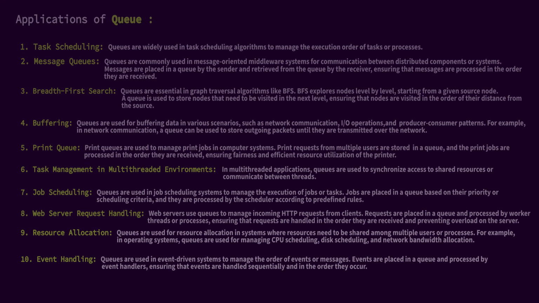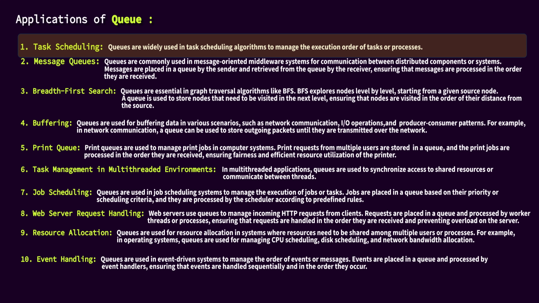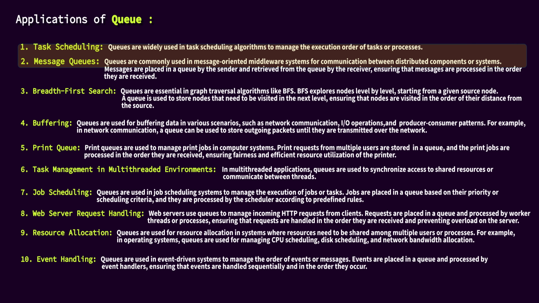Now let's see what are the real-time applications of queue. Queue has a vast number of applications in real time. Queues are widely used in task scheduling algorithms to manage the execution order of tasks or processes. For example, when multiple users are booking movie tickets through an online service, tickets should be logged and processed for the user who booked first. And the next is messaging queues.